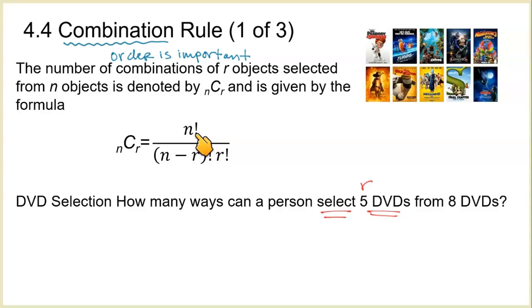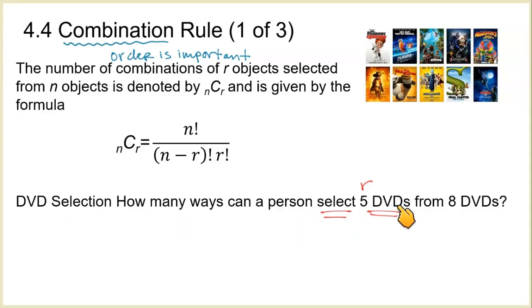We still have n factorial. It's still divided by n minus r factorial, but there's an additional r factorial in the denominator, and it's just eliminating all those options where the order was important. So now we look at less specific outcomes, and these values are generally a lot smaller when we calculate for a combination. So in this example, it says DVD selection.